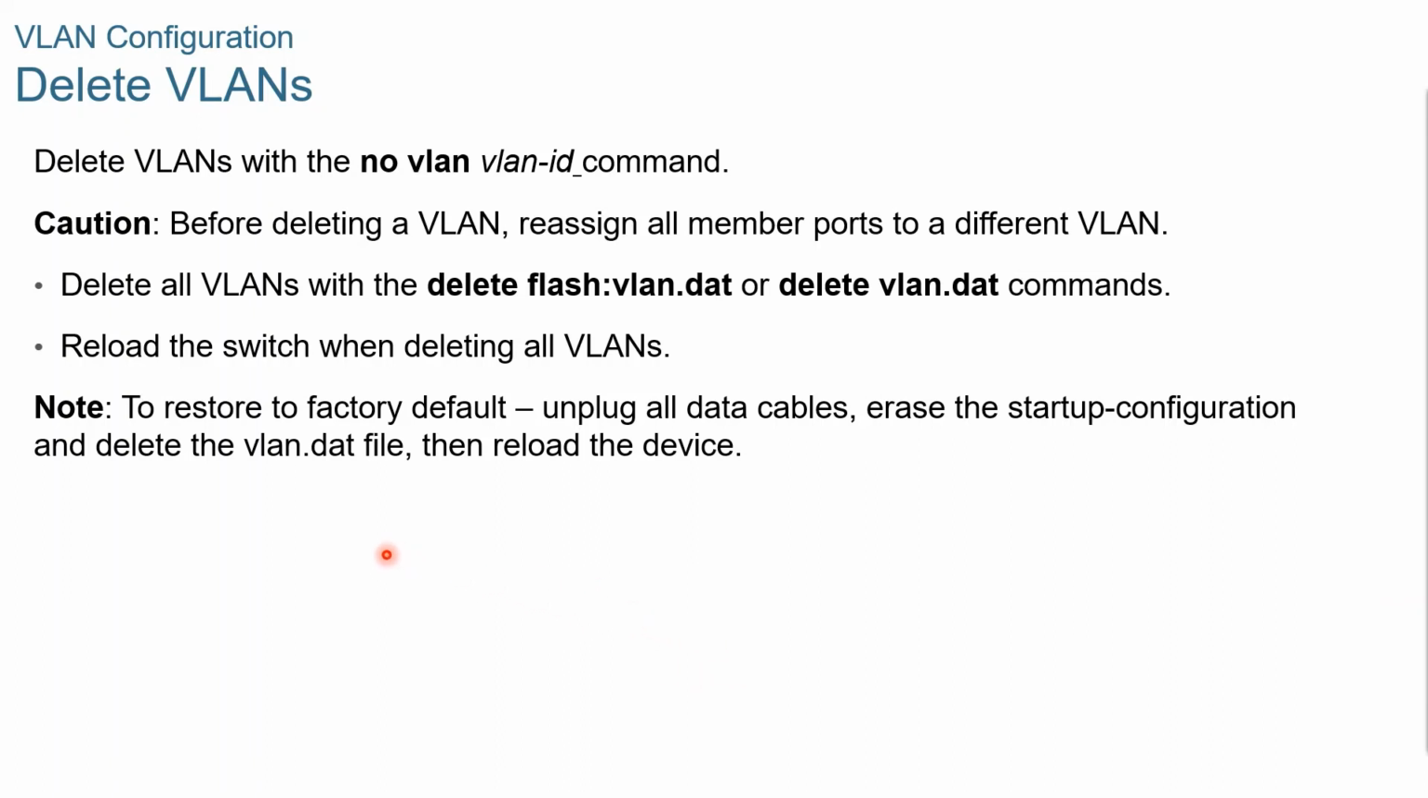Now, to restore a Catalyst switch to its factory default condition, unplug all the cables except the console and power cables from the switch. Then enter erase startup-config in privileged EXEC mode, followed by the delete vlan.dat command. And that's it. You have successfully deleted and restored to factory default.